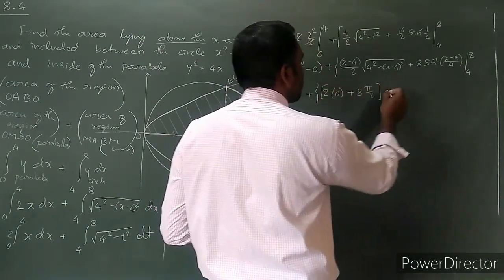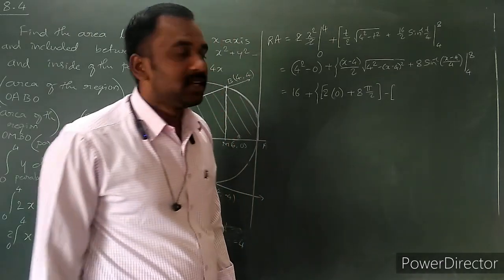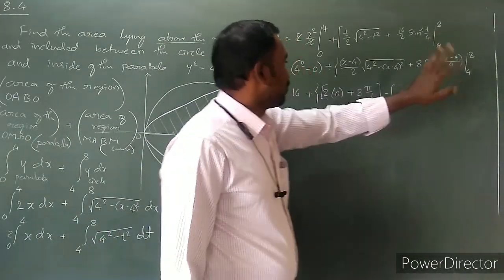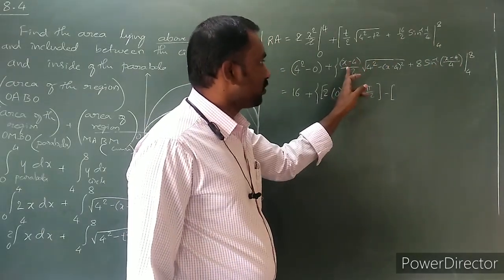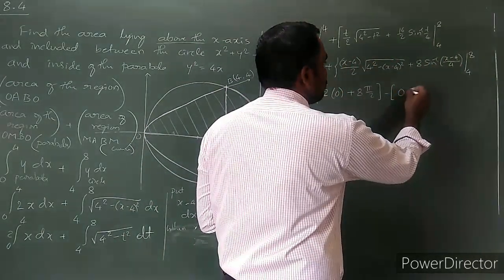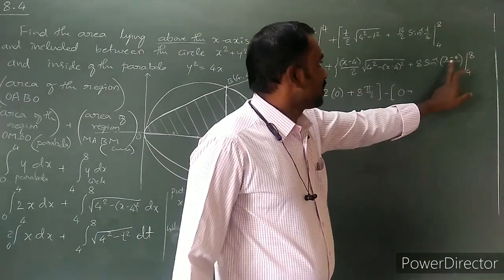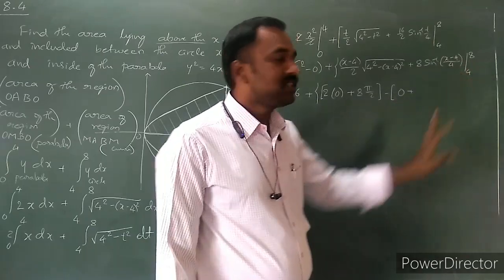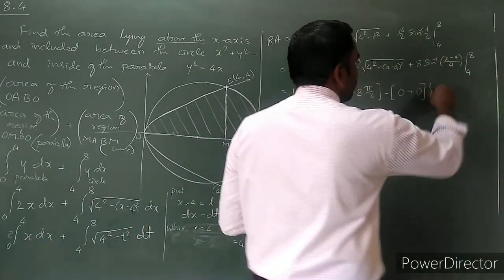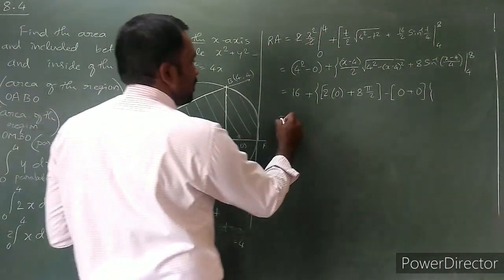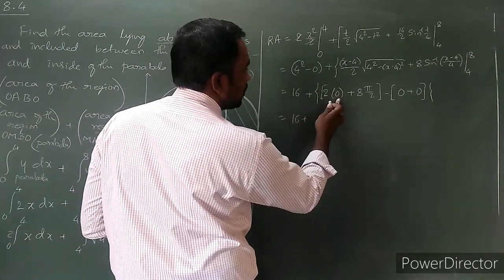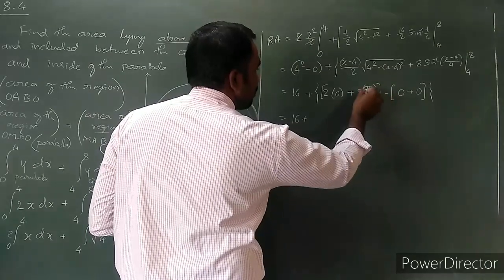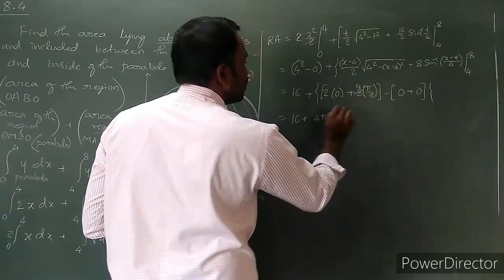Upper limit is over, minus lower limit. What is the lower limit? 4 minus 4 is 0, here also 4 minus 4 is 0. 0 into anything is 0, plus sine inverse of (4 minus 4) is 0, 0 by 4 is 0, sine inverse of 0 is 0. Now here it is 16 plus here it is 0. Remaining term is 8 into pi by 2, 8 into pi by 4 is nothing but 4 pi.